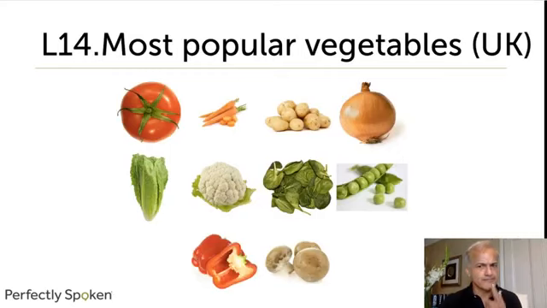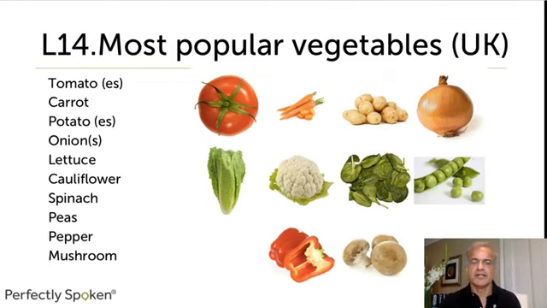Most popular vegetables? Tomato. What are the other ones? Here are the answers. So tomato, singular. Tomatoes, E-S, plural. Carrot, carrots. Potatoes, potato, potatoes. Onion, lettuce, lettuce. Cauliflower, cauliflower. Spinach, spinach. Peas, peas. Pepper and mushroom, or mushrooms, plural.